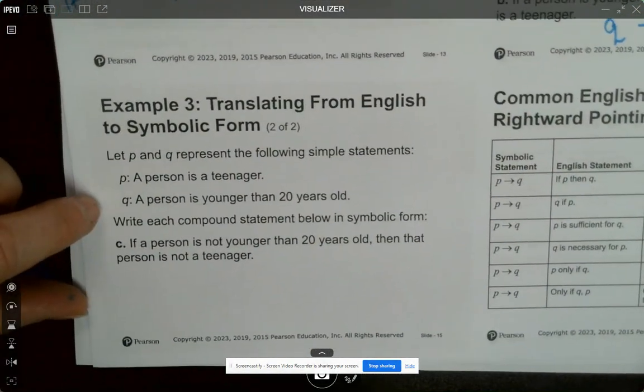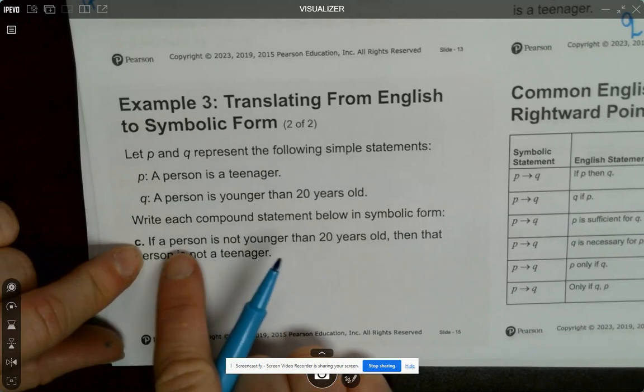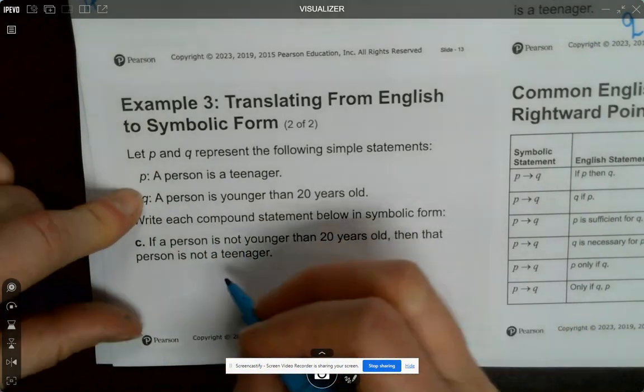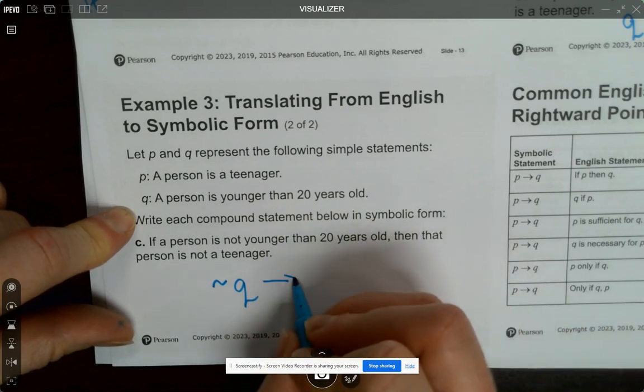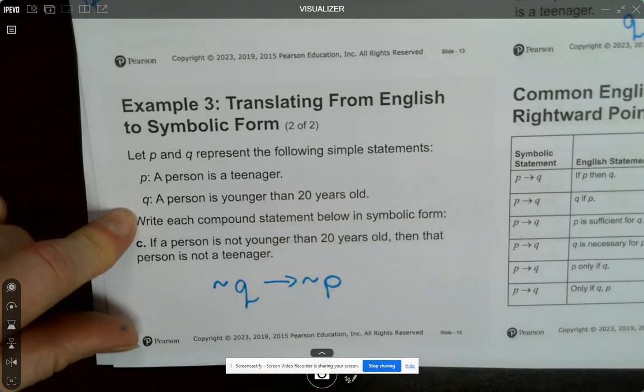So let's look at another example. If a person is not younger than 20, so that would be not younger than 20, then that person is not a teenager.